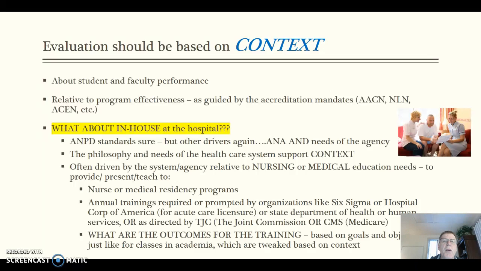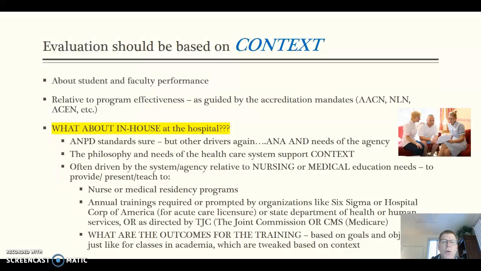All right, so the evaluation itself should be based on context. We think about it in the program, student and faculty performance, to have an effective program, in effect. And then within the context of the academic theme, that's fairly self-evident and clear based on what we've talked about before, the links that I've provided to the accreditation agencies like AACN and NLN. ANPD, again, I'm very transparent, I'm not really sure. They're pretty locked down. And the ANA content relative to professional staff development is pretty limited.